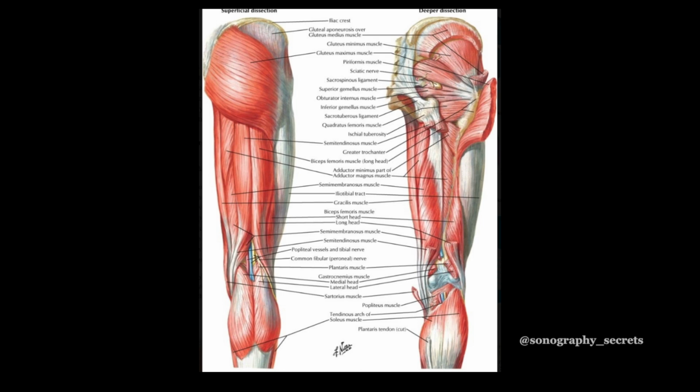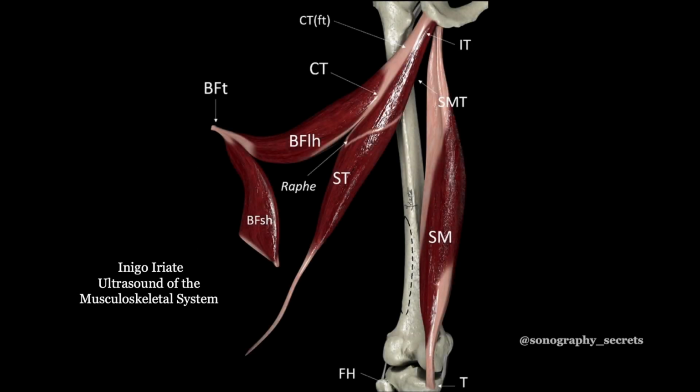The other thing is that Frank Netter doesn't show the musculotendinous junction of the hamstrings. If we need some illustrations to help guide us, then let it be this from Inigo Iriarte. He has probably one of the best MSK ultrasound textbooks there is, Ultrasound of the Musculoskeletal System. And what makes this image really nice is it actually shows and depicts those muscle tendon units.